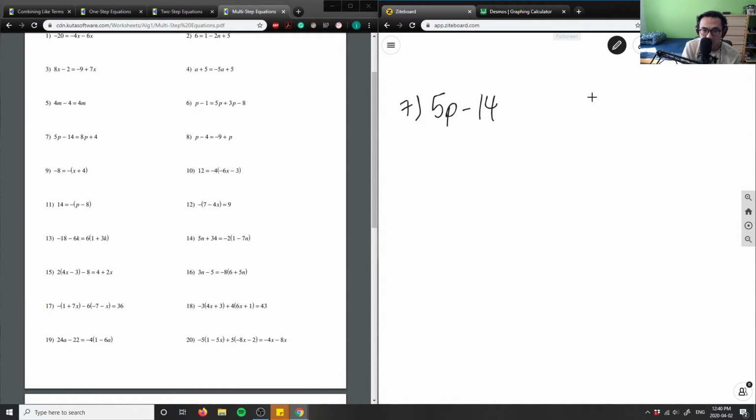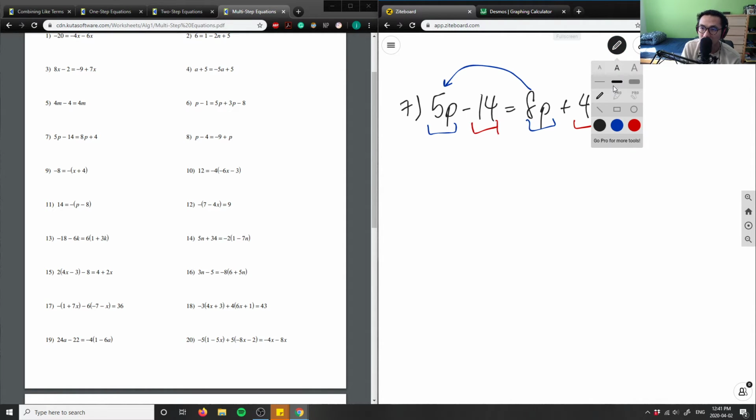5p minus 14 equals 8p plus 4. Again, take a minute and think about what we need to do as our first step. I see like terms I can gather, right? So let's gather some like terms. I have 5p here and 8p here, and then I have my constants here and here. So let's do my variables first. I want my variables to be on one side. Let's pick the left side. So I want to move 8p to this left side here. How do I do that? I'm going to have to subtract both sides.